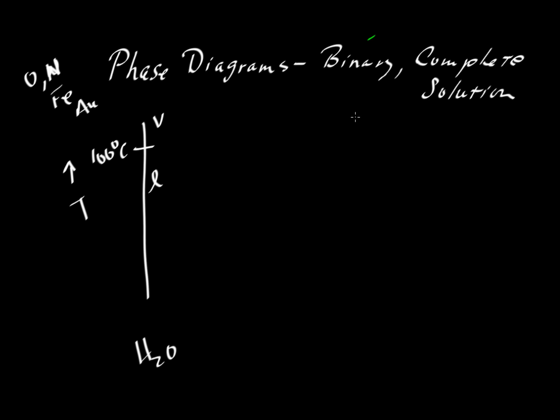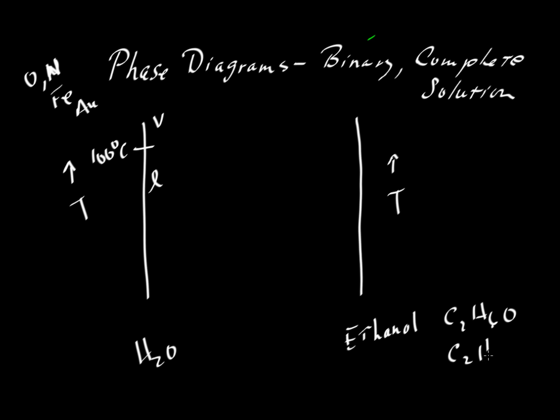Let's take another example. Let's say instead of water, we'll draw another vertical axis. We'll just put it over here. So again, this is temperature increasing upwards. Let's say our other substance of interest is a type of alcohol, ethanol. This is C2H6O, or we can write it as C2H5OH. This second formula is better, probably because the carbon atoms are attached not just to hydrogen atoms, but also to a hydroxyl ion. Anyway, we don't really care about that. Let's just assume for our purposes that we just have this pure stuff, and it doesn't really matter how we write it.